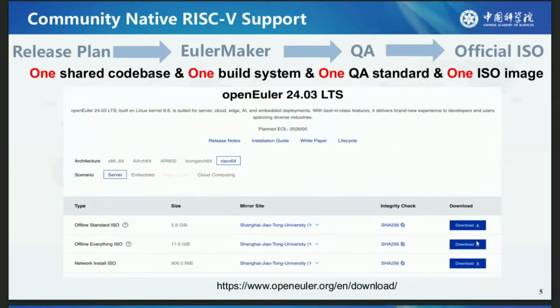So now we say that openEuler has native support for RISC-V. How do we define native? That means we abide by the release plan of the community. We use the same unified source code and the same build infrastructure, and we stick to the same QA standard, and then release the ISO and the image together with the other two architectures of openEuler.